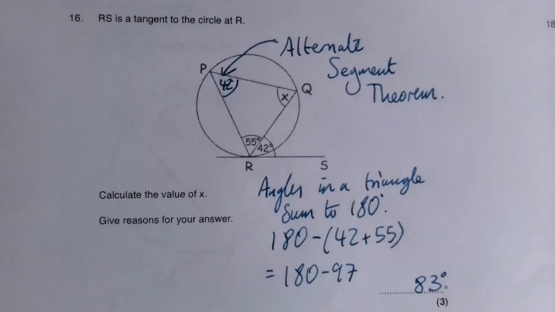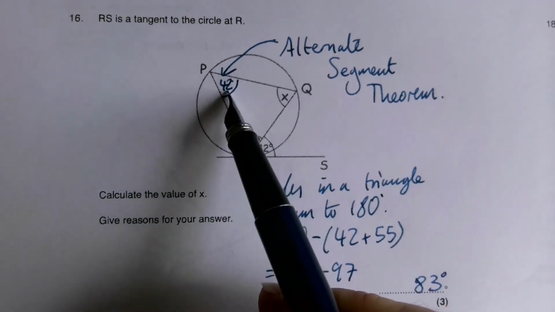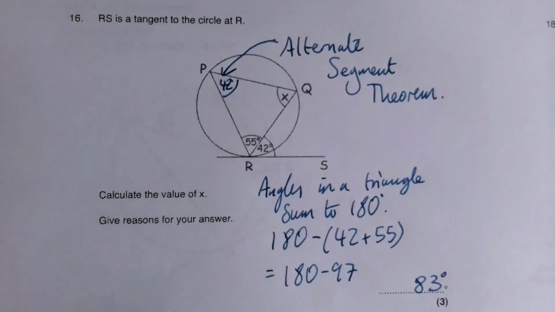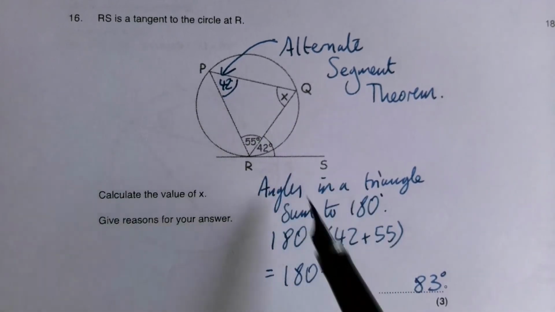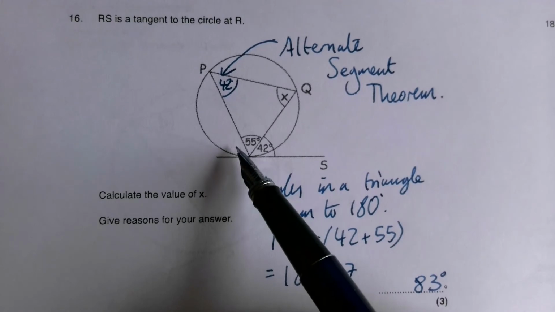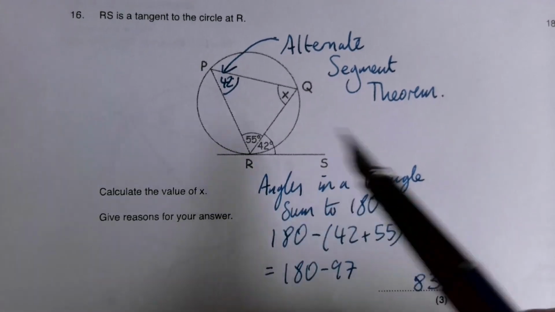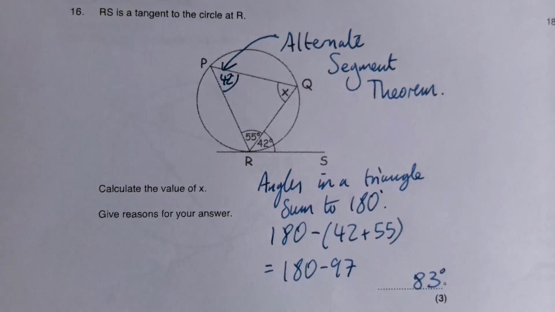And hopefully you've got something like this. I began with the alternate segment theorem to get that one there being 42 degrees. And then I said angles in a triangle sum to 180 degrees and added them up. You do need to put both those reasons down if that's the way you went. You might have done angles on a straight line to get that one there being 83 and then the alternate segment theorem, but you would have needed it one time.